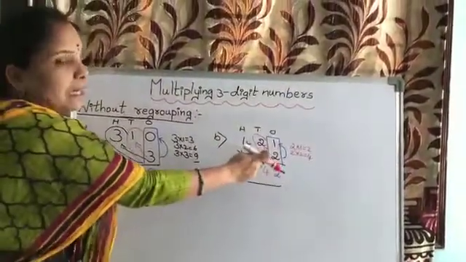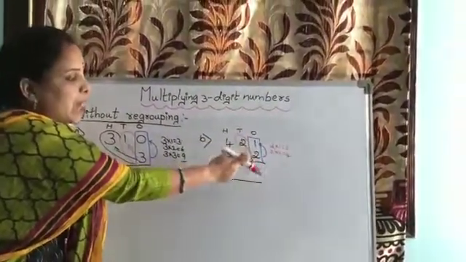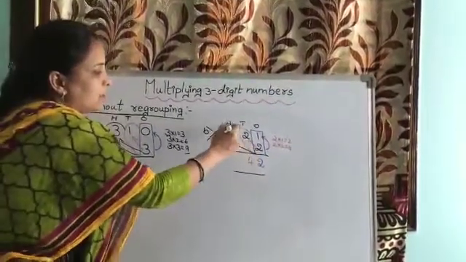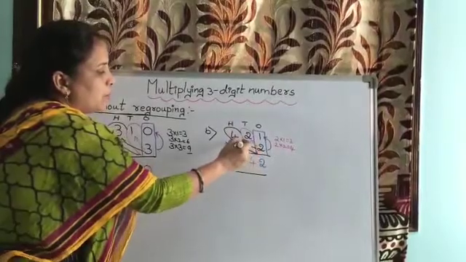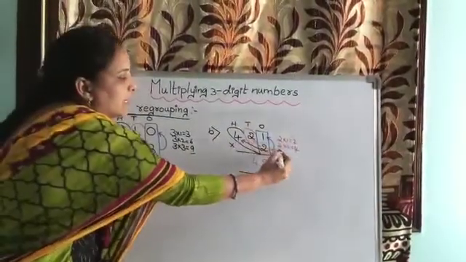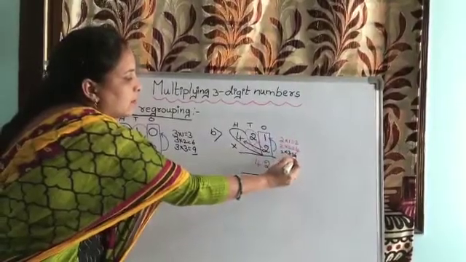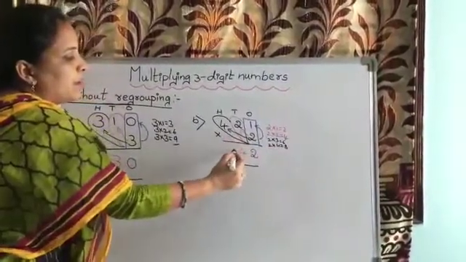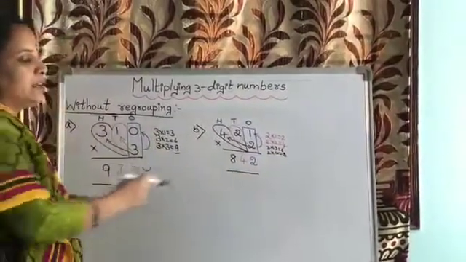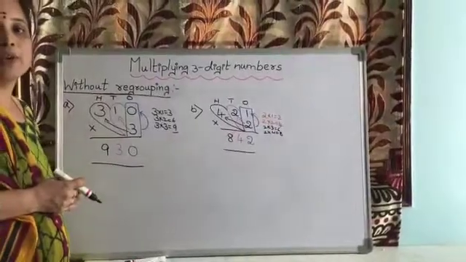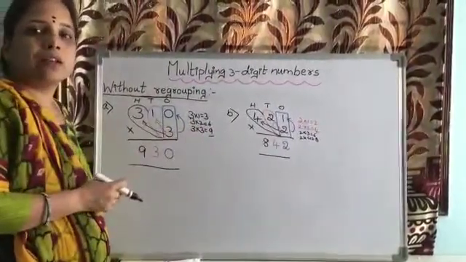After completing multiplication with tens place, we have to do multiplication with hundreds place digit, children. That means you have to multiply 2 and 4. Now 2 3s are 6, 2 4s are 8. So 8 is the answer here. 842. You have to learn the tables properly, children. Then you can easily answer these sums.